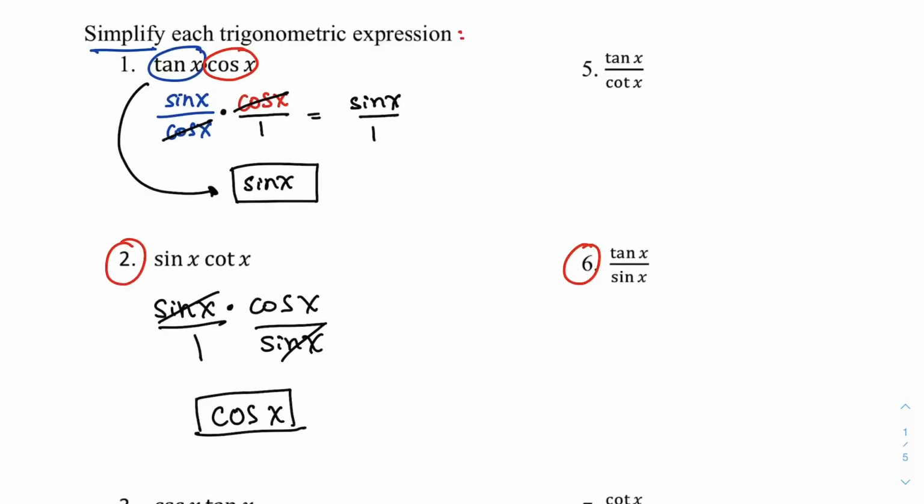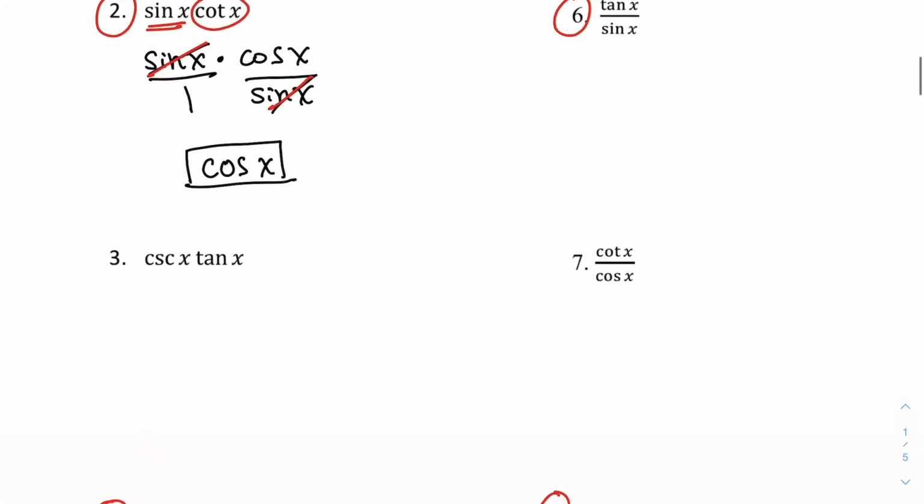Okay, so for number 2, you should have rewritten cotangent as cosine over sine if you're following our rule to rewrite everything in terms of sine and cosine. And since sine is already sine, we don't have to rewrite it. The only thing we did was put it over 1 so we could multiply straight across. Now immediately the sines canceled, leaving us with cosine over 1, which is just cosine. All right, let's jump into number 3.